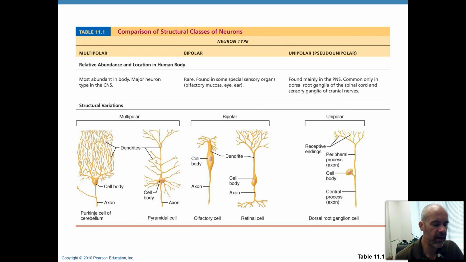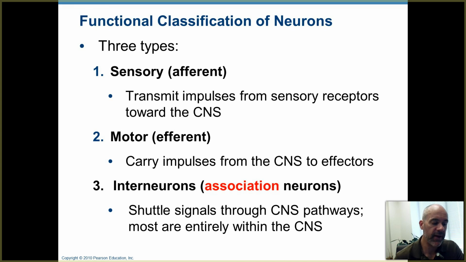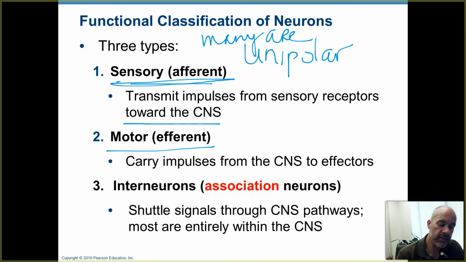So those are your three anatomical, or structural, types of neurons. And then neurons can also be classified functionally. What is it that they do? We've heard these terms before. Sensory neurons transmit impulses from the periphery or from major organs toward the CNS. Now, many of those are unipolar. Not all of them, but many of them are. Motor neurons send outgoing signals from the CNS to effectors.